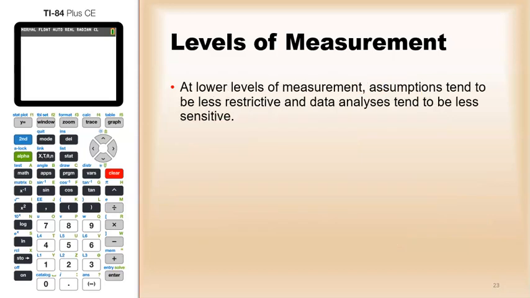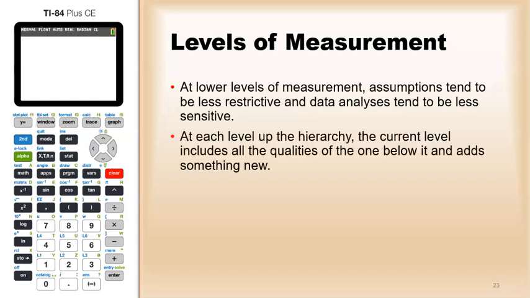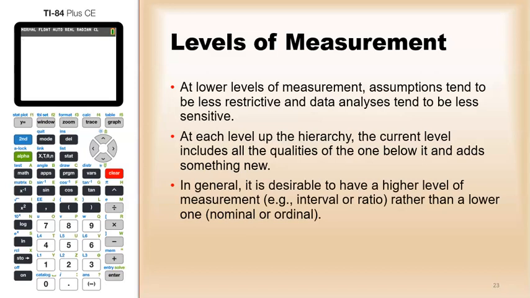At the lowest levels, assumptions tend to be less restrictive, so lower level variables are easier to work with. So sometimes there's benefit in using lower levels of measurement. As you move up, the current level includes all the qualities of the one below, but also adds something new. In general, we like to have a higher level of measurement. Ideally we like to have interval or ratio level rather than a lower one.